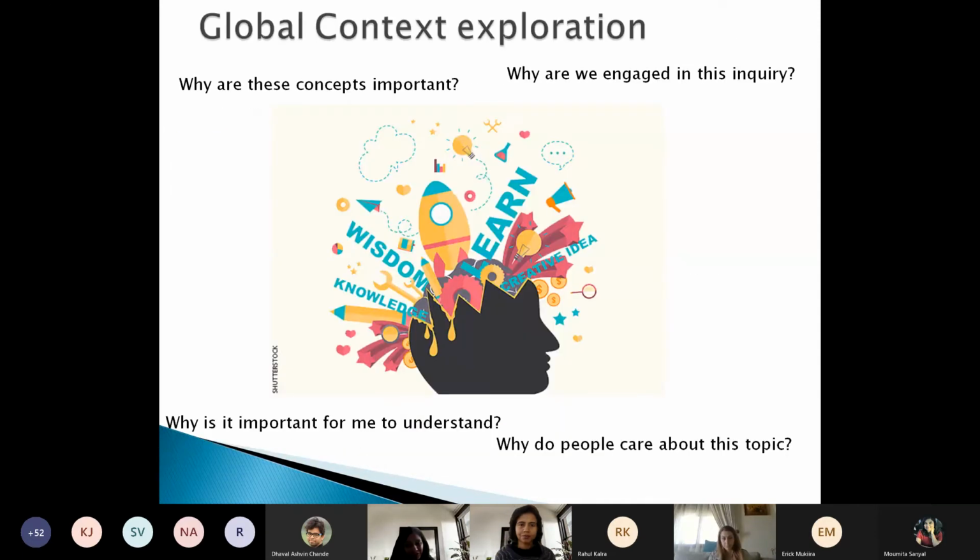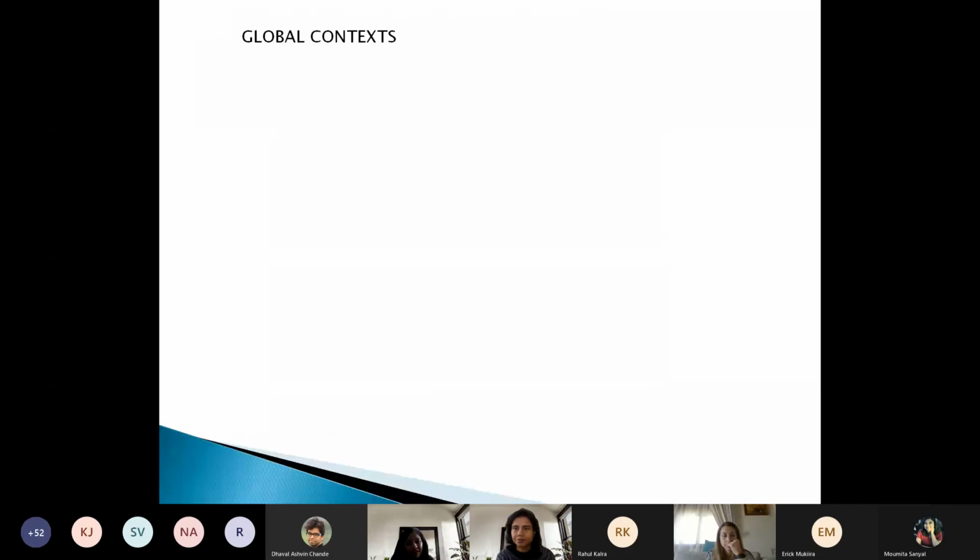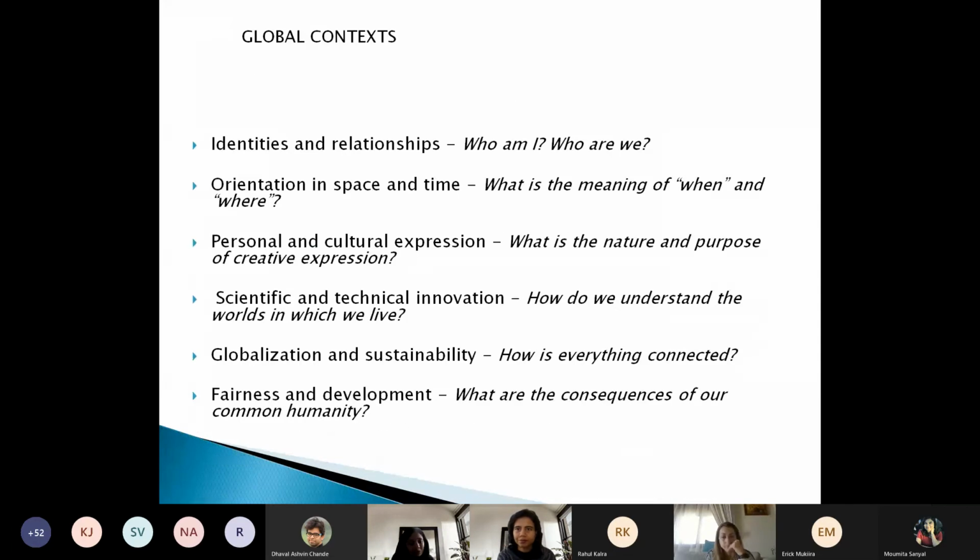And that's why you can see through this that the learner is at the center. And at every step of the inquiry, the learner is asking himself or herself, why are these concepts important? Why are we engaged in this inquiry? Why is it important for me to understand this particular thing? Why do people care about this topic? So at every step, as the learner is moving ahead, he or she is introspecting and reflecting on this. And that is the purpose of global context, because that's giving that real life connect to that particular inquiry. And so we have these as the six global contexts, the identities and relationships, where the learner is thinking, who am I? Who are we?